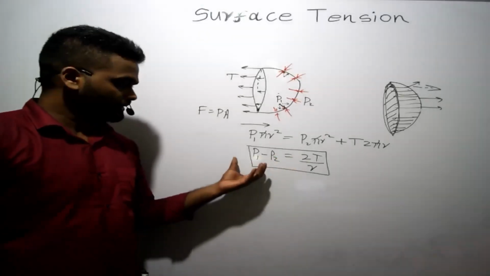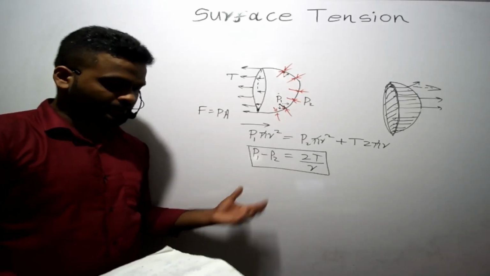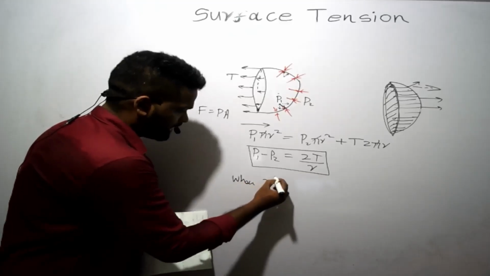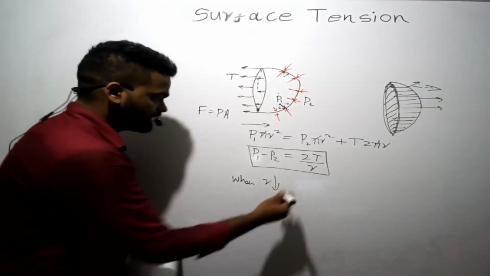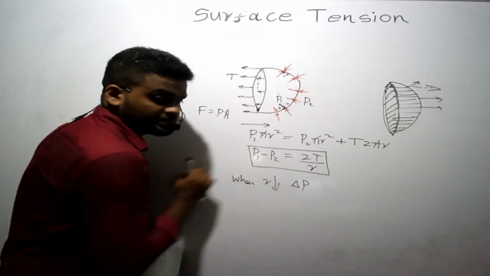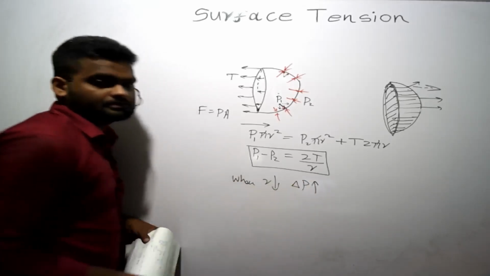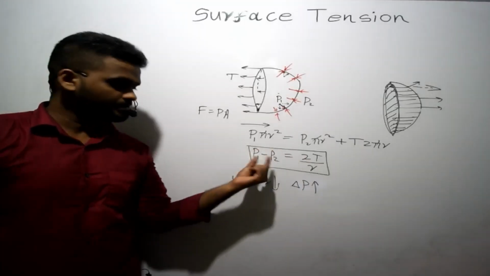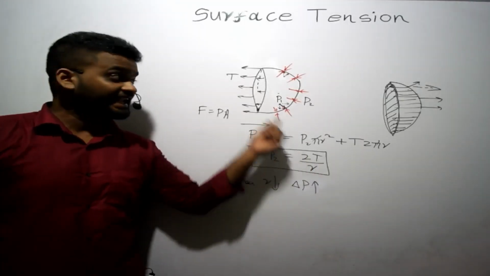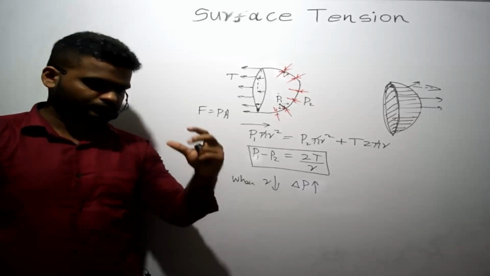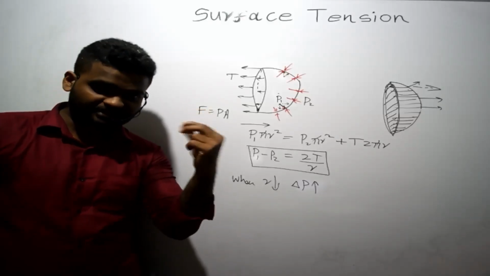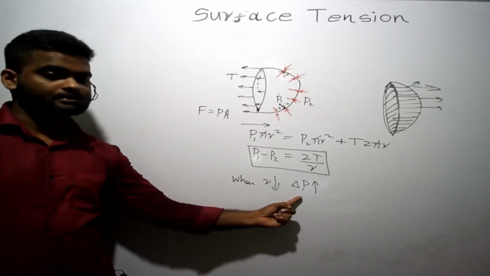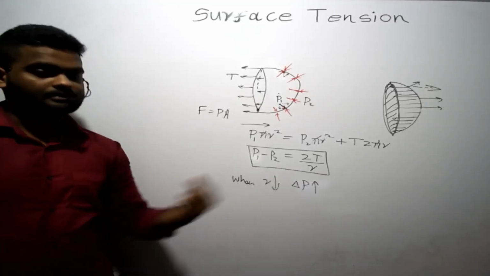Okay. Below this, write down: when R is less, delta P, which means P1 minus P2, is higher. Take it down. So you can see it is inversely proportional. Pressure difference is inversely proportional to the radius of the bubble. So the smaller the bubble, the higher the pressure difference. Do you understand that? Smaller the bubble, higher the pressure difference. Okay, write it down.